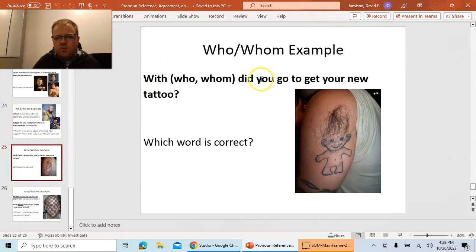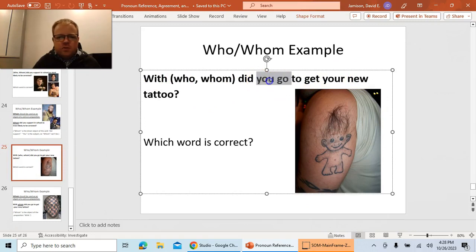With who or whom did you go to get your new tattoo? Again, you are the subject, and you went to get your new tattoo with whom. So this person is the object of the sentence, and so you would go with whom.